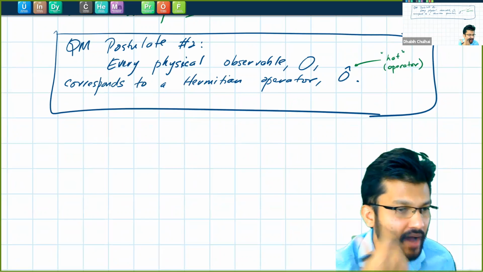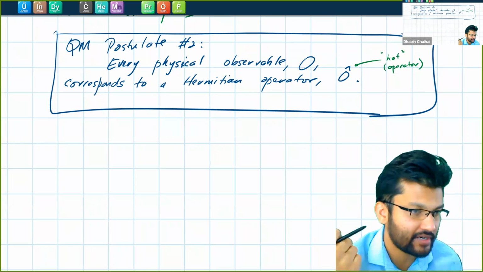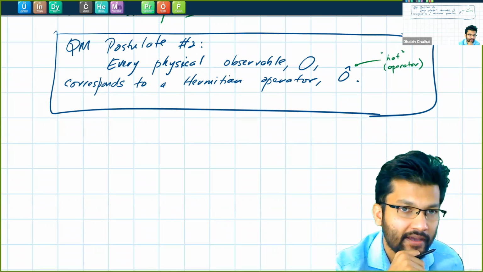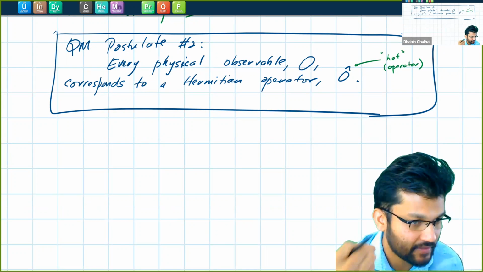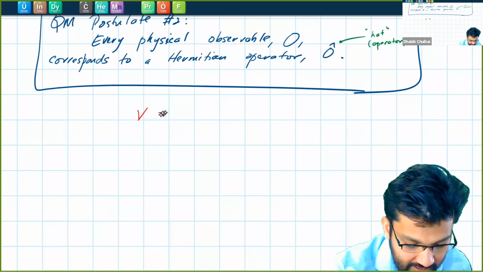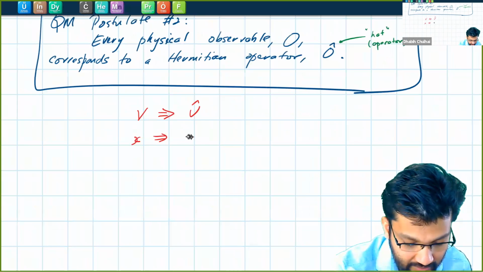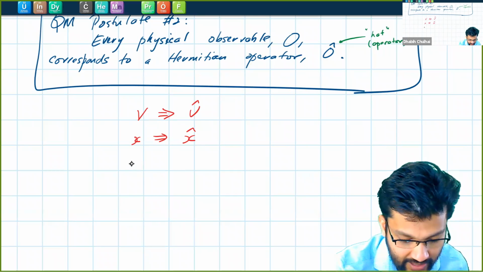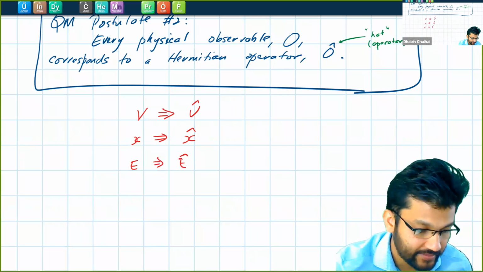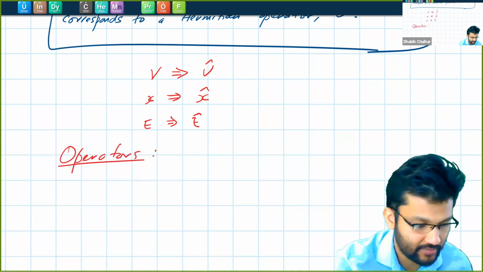All right. So let's say you have a wave function and you want to know how fast the particle is going. There's an operator for that. You want to know what's the energy of the particle. There's an operator for that. Anything that you can think of for the particle, there's a corresponding operator. So if you want to know the velocity, there's a corresponding velocity operator. You want to know the position X, there's a corresponding position operator. You want to know the energy, there's a corresponding energy operator, right? That's how operators work. Now, let's just look at operators in a more general way.